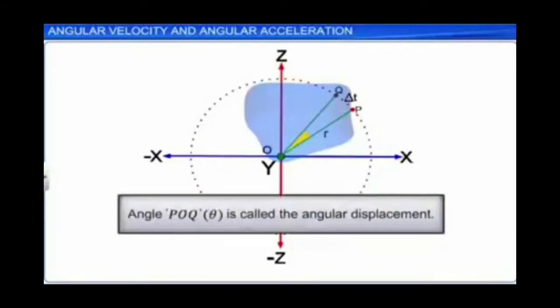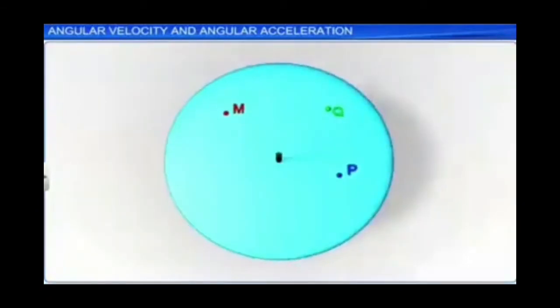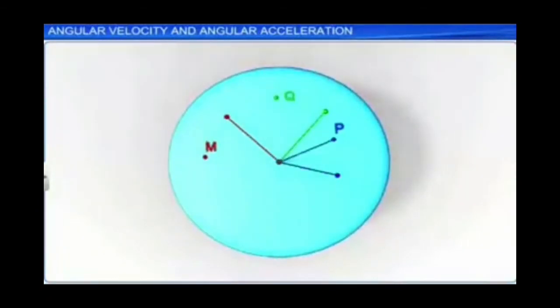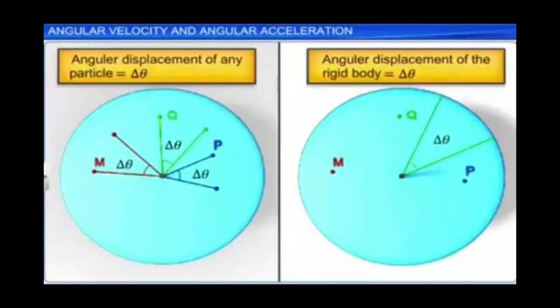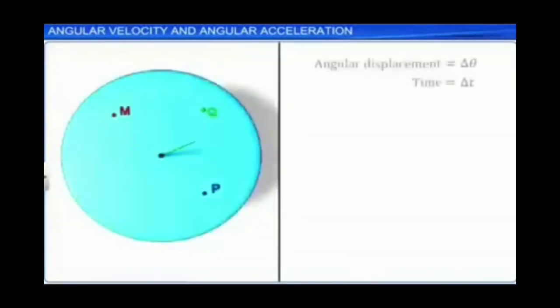Now, the angle POQ is called the angular displacement of the particle in a time delta t. The SI unit of angular displacement is radian. In fact, when the rigid body rotates, the angular displacement for each particle in the rigid body will be the same. And this angular displacement will be equal to the angle through which the rigid body is rotated about the axis of rotation.